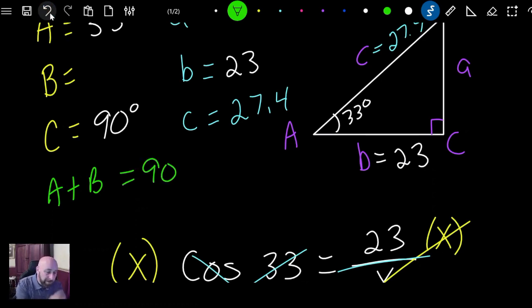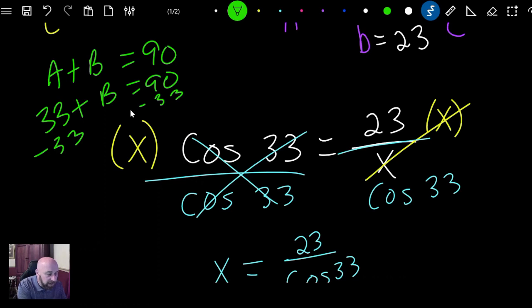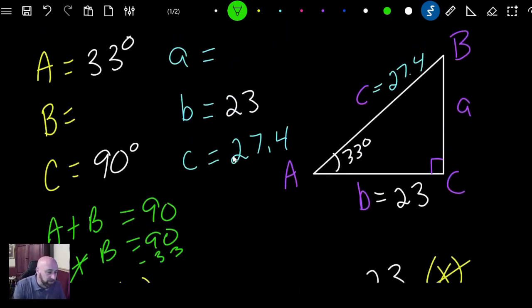So now what we can do is substitute A in, and A is 33. So 33 plus something equals 90. We would subtract 33 from both sides, and it would come out with B equals 67. B equals 57, sorry. B equals 57. I subtracted it from 100, but subtract from 90, 57. Okay? So there we go.